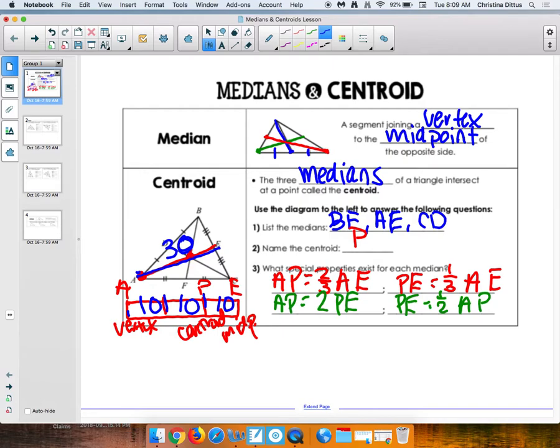So how big is A to P? 20. And how big is P to E? 10. Okay. So 2/3 of my whole line, 30, is 20. 1/3 of my whole line is 10. Obviously 20 is double 10, and 10 is half of 20. Kind of? No?